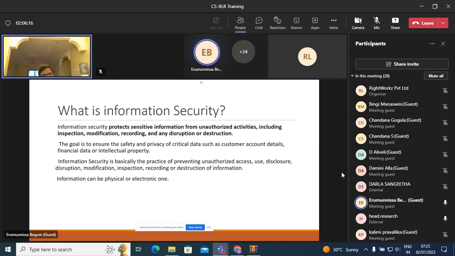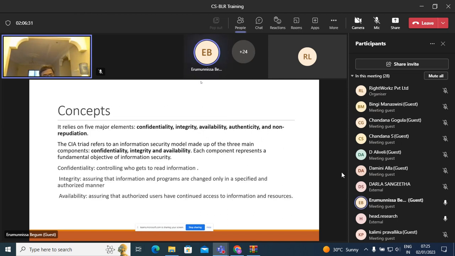Information security is basically the practice of preventing unauthorized access, modification, and inspection. Information can be physical or electronic. The concepts are five major elements: confidentiality, integrity, availability, authenticity, and non-repudiation. The main focus here is on CIA, that is confidentiality, integrity, and availability.